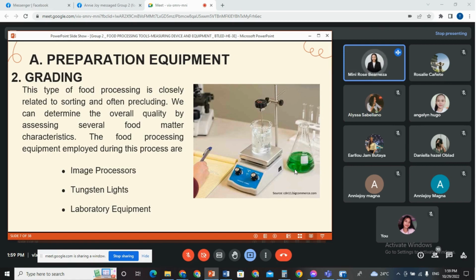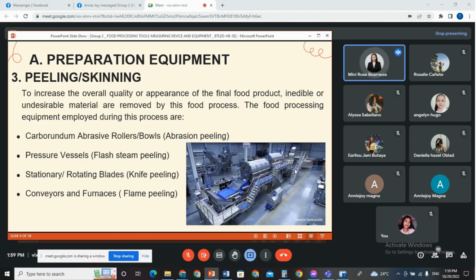Next is grading. This type of food processing is closely related to sorting and often precedes it. We can determine the overall quality by assessing several food characteristics. The food processing equipment employed during this process are image processors, tungsten lights, and laboratory equipment. So next is peeling or skinning.